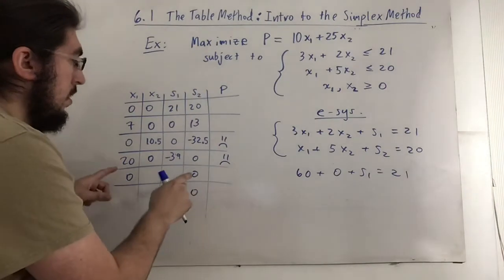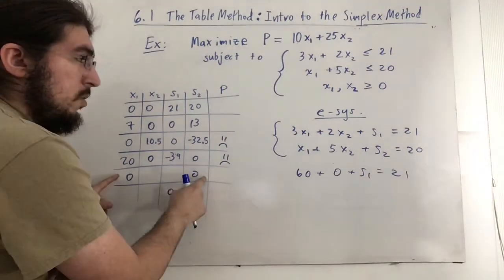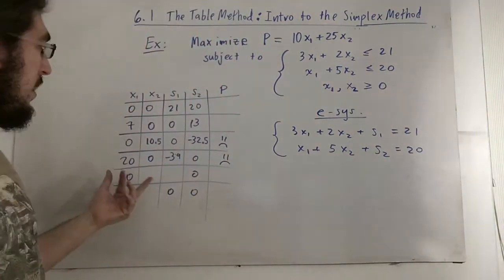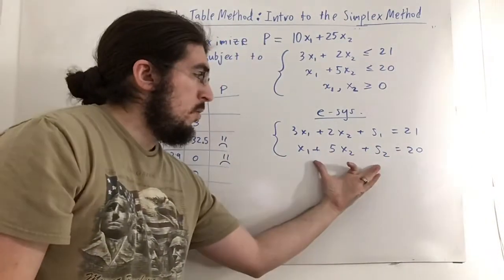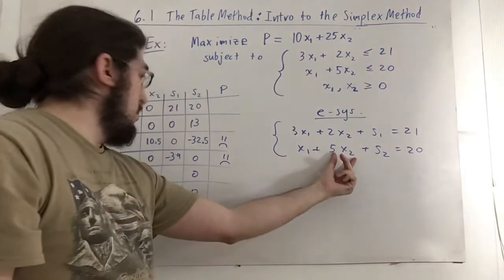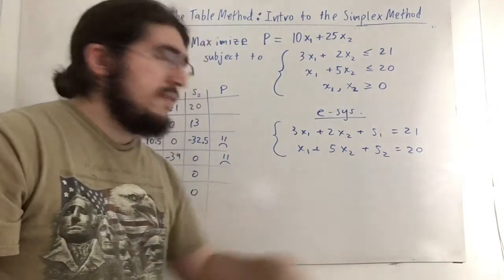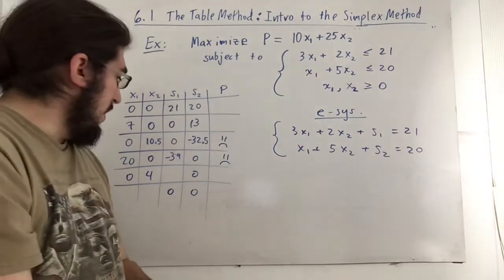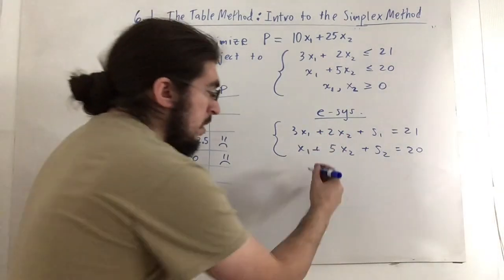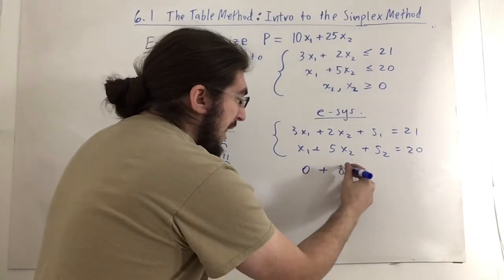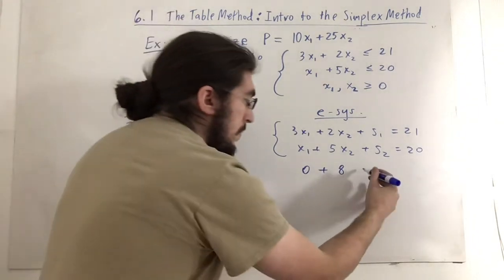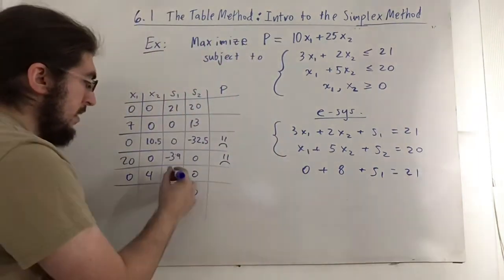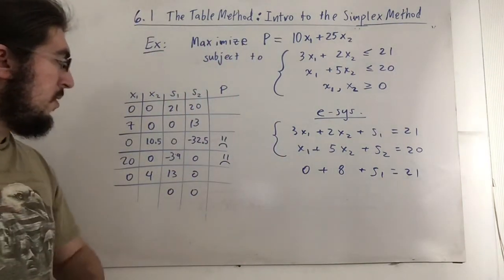So now, when x1 and s2 are 0, so let me erase this one now. When x1 and s2 are 0, we get 5x2 is equal to 20, divided by 5, x2 is 4. But what's s1? Well, if x2 is 4, we're going to get 0 plus 8, because 4 times 2 is 8, plus s1 is equal to 21. Subtract 8, we get 13. Perfect.